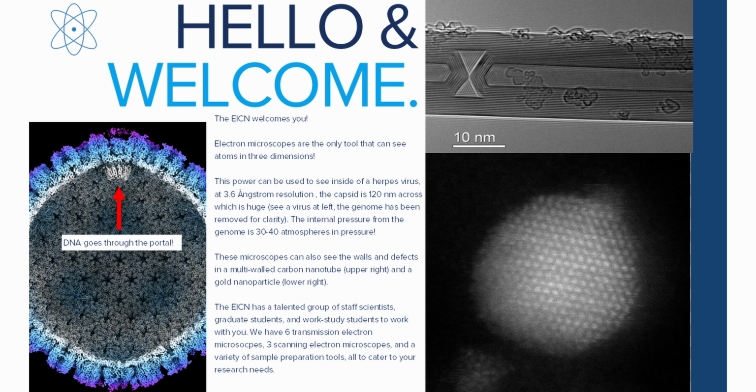You can use these electron microscopes to see the individual walls of a carbon nanotube. So that's what we have at the upper right. And those walls are about 3.4 angstroms in size. And even though this carbon is very, very sensitive to the beam, we can actually image at that level. Here's another example of a gold nanoparticle imaged at atomic scale. All of these things are possible with the different microscopes that we have.